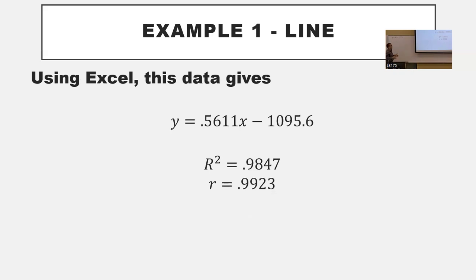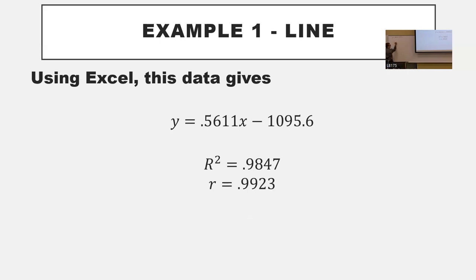And when you do that, usually you get an R squared. R squared is just the square of R, right? And depending on what technology you have, it'll give you both the R squared and the R, or maybe just one or the other. Okay.